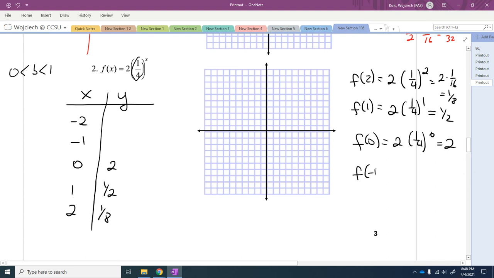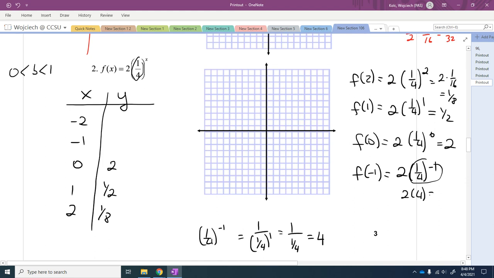f of -1. 2 times 1/4 to the -1st. Okay, on the side, what's 1/4 to the -1st? This becomes 1 over 1/4 to the first, which becomes 1 over 1/4. How do you divide fractions? You multiply by the reciprocal, which becomes 1 times 4, which is 4. So this becomes 4, but then you get 2 times 4, which is 8.